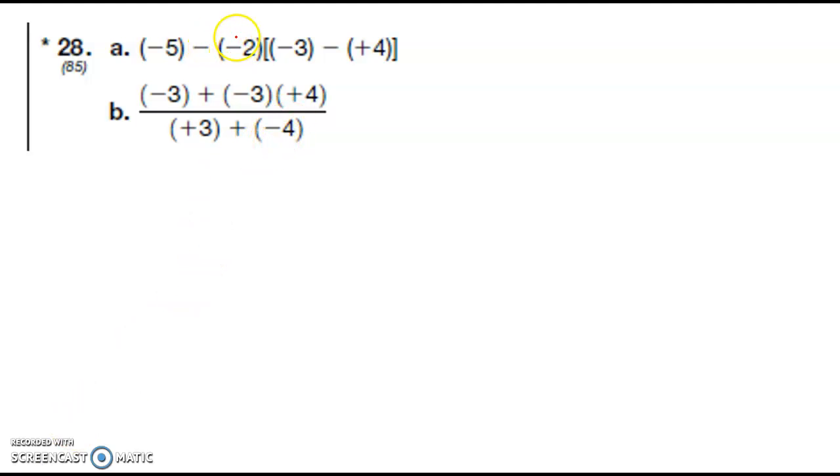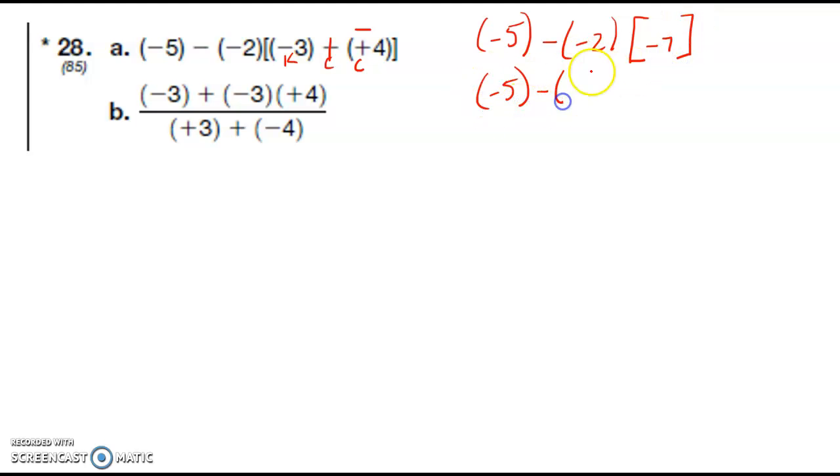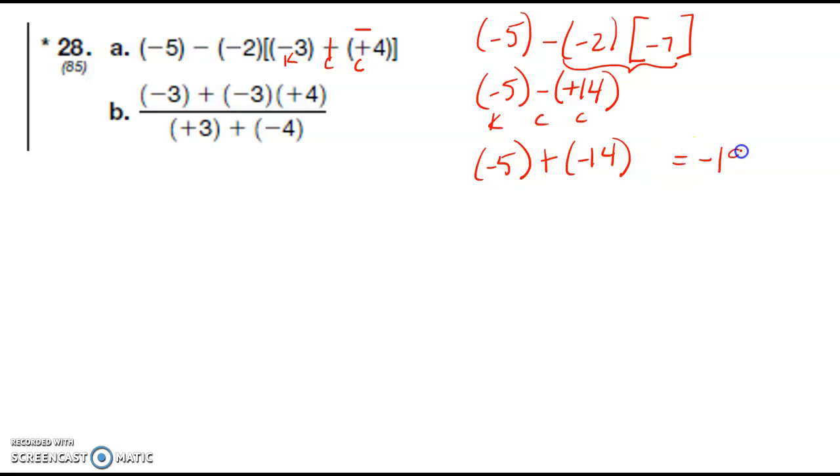All right, let's see. So we have to do our symbols of inclusion first. So I have negative 5 minus negative 2. See, nothing has changed yet. And then it has minus 3 minus a positive 4. So I'm going to keep, change, keep that, change this to a positive, change that to a negative. Negative 3 plus negative 4 is negative 7. Negative 5 minus, and then I have to multiply this. Negative 2 times negative 7 is positive 14. I'm going to keep, change because this is subtraction, so I have negative 5 plus a negative 14, which gives me negative 19 as my answer.